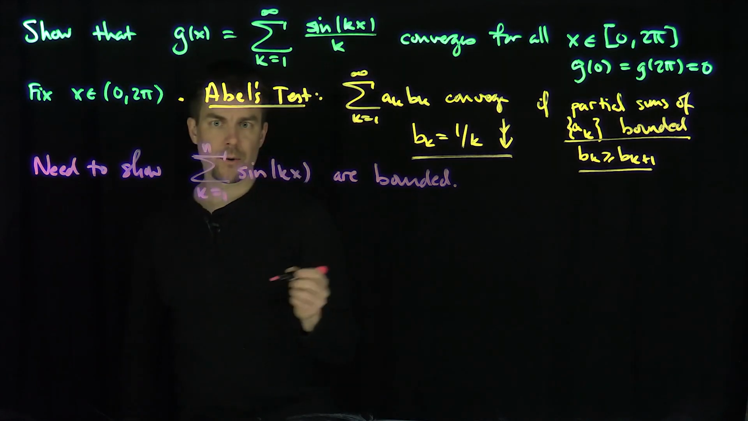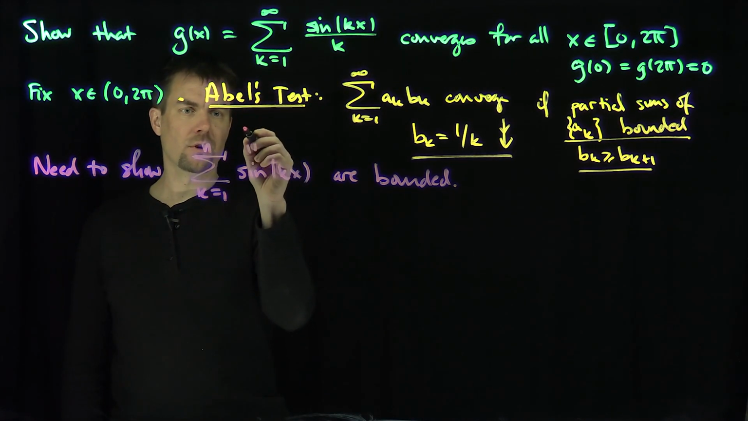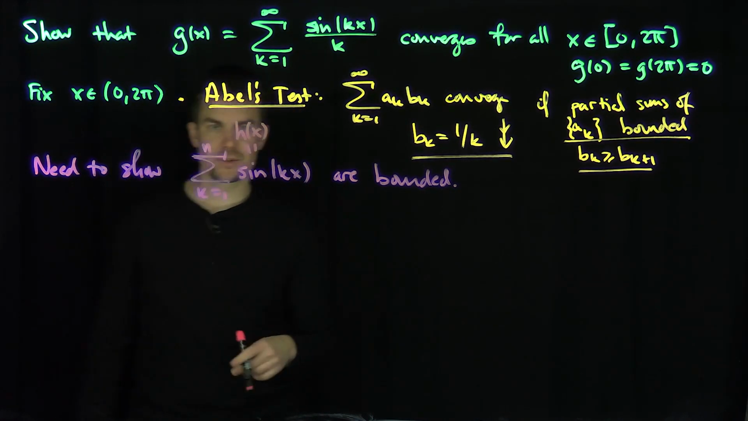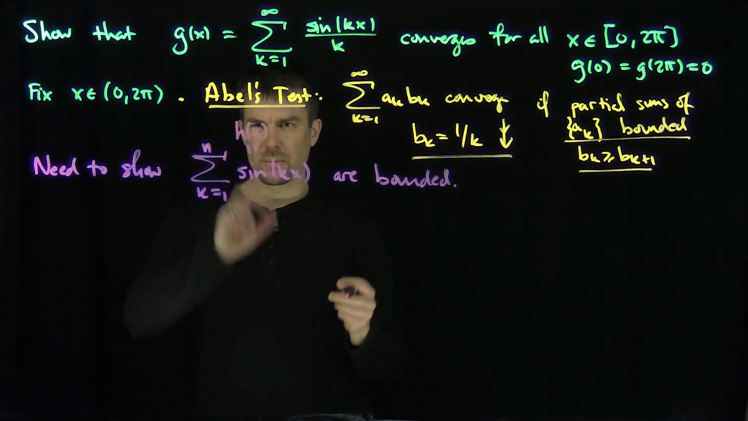So let's do this. Here's the trick. Let's call this function over here h of x. It's a modification of the Dirichlet kernel, right? So this is sort of a modified Dirichlet kernel. It's missing one term in the Dirichlet kernel.